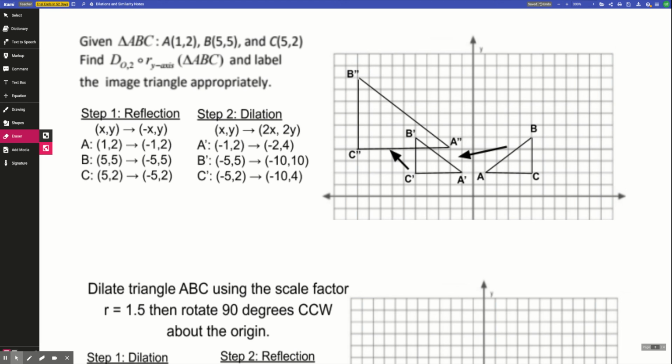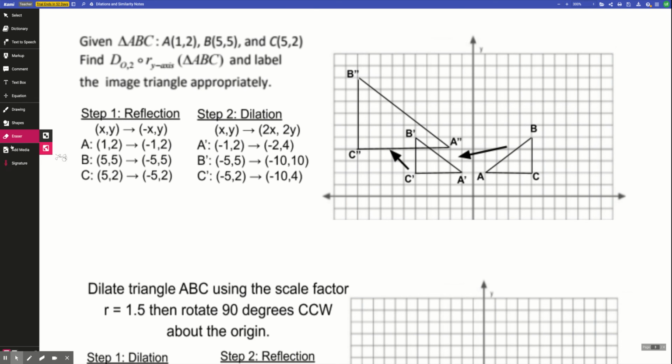So this first one I already have worked out for you, and then you may want to try the second one on your own. So this is a composition of transformations. I'm starting with an original triangle, ABC, which is this triangle that you see right here. Okay, it says to perform this composition of transformations.